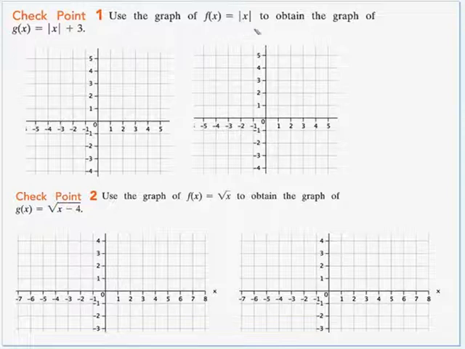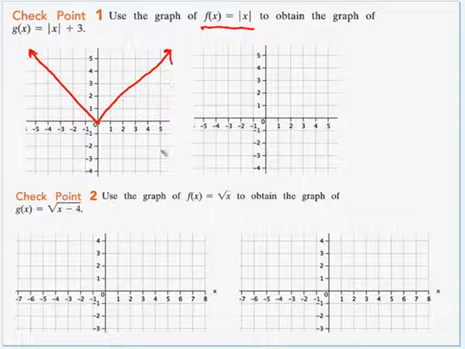Okay, the first one, our parent function is the absolute value of x. That starts at the origin, slope of -1 to the left, slope of +1 to the right. Now we're doing the absolute value of x plus 3. So everything got shifted up 3 units. So the point that was at the origin is now at 3 on the y-axis. And from there, it's easy enough to draw our lines diagonally through the graph paper. So up to the left and up to the right. There's our shifted function, g of x.